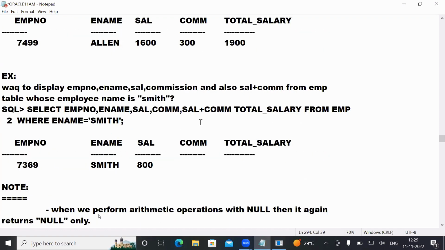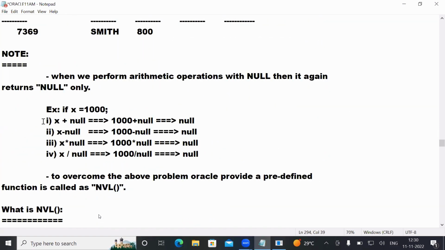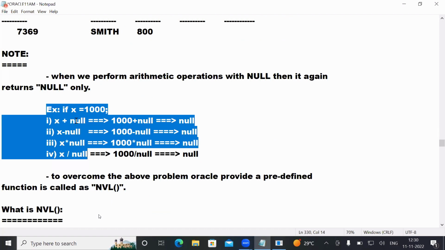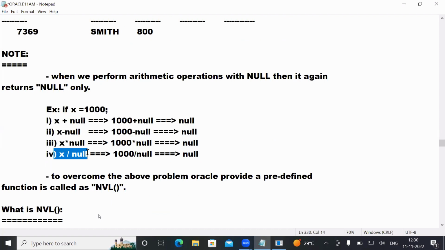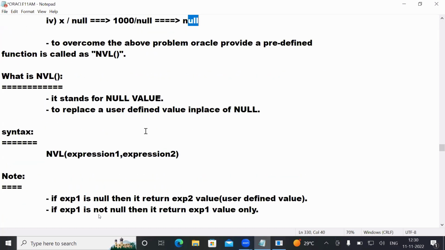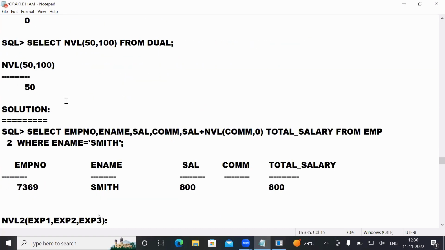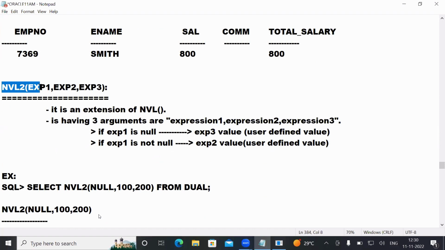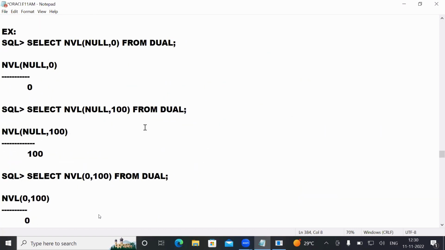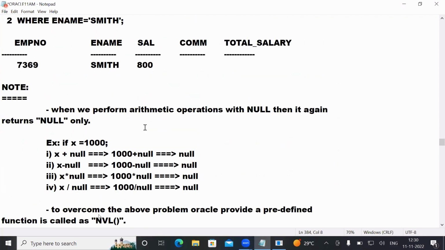The next problem is performing operations. Any arithmetic operation, addition, subtraction, multiplication, division, performed with nulls again returns null. So this is the second problem with null. To overcome this problem, we use the NVL function, and NVL2 is another function in the latest version. So these are the null-related problems and their solutions.